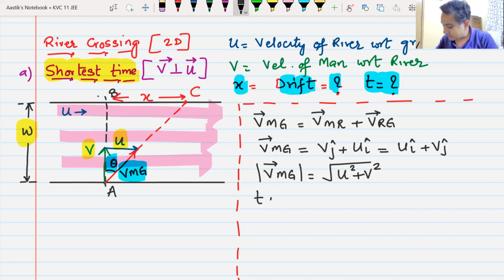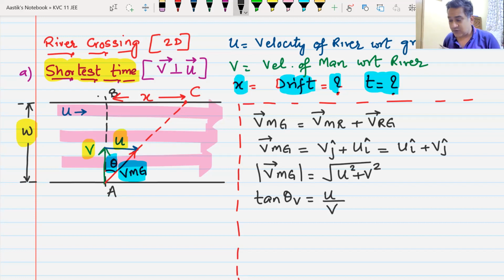Now, you can also find the value of this tan theta. Remember, this tan theta is with the vertical, and the value of tan theta with the vertical is u by v. Do we understand this? So this is the angle he actually makes when he moves, when he swims. This is the angle that he makes.